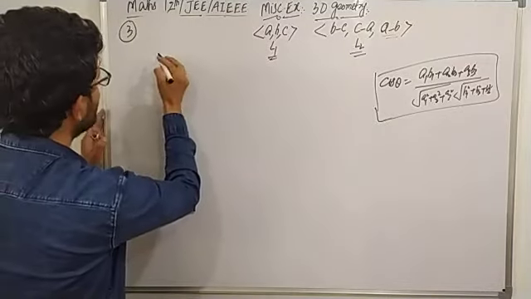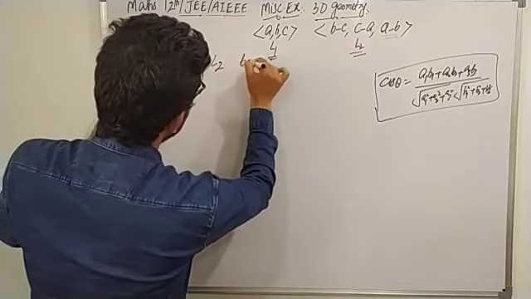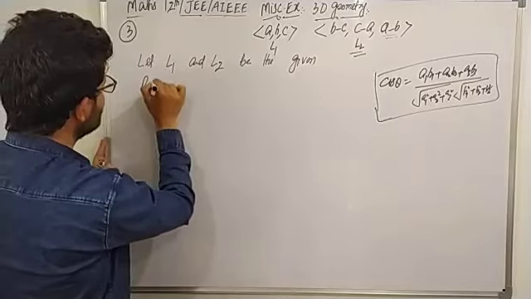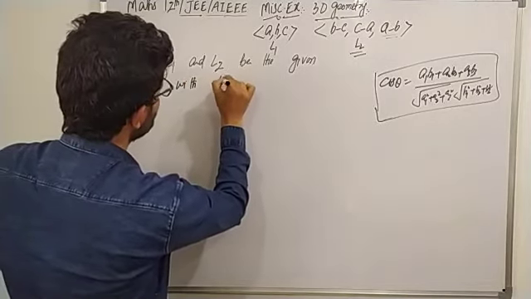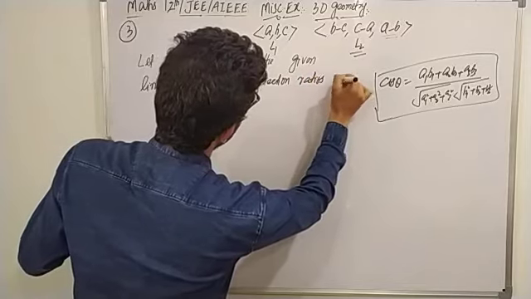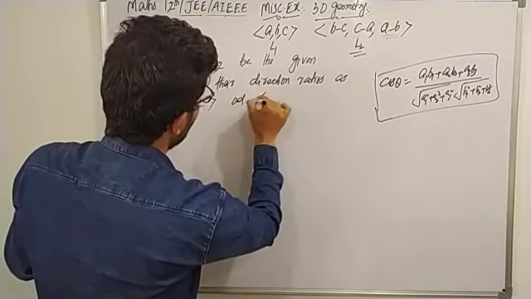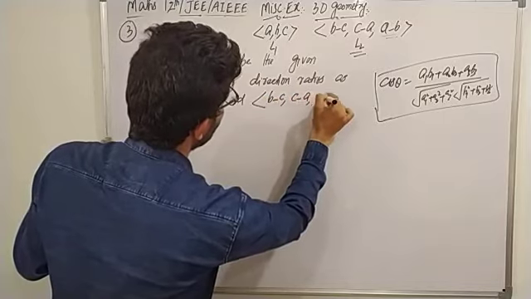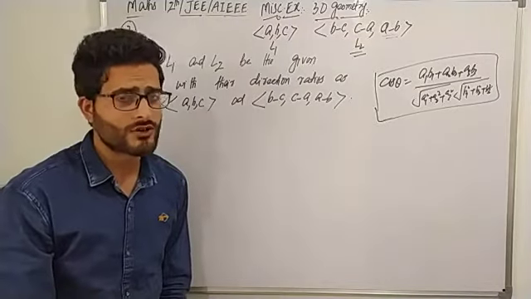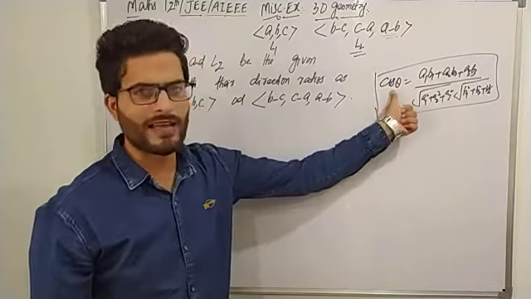So सबसे पहले यहां पे मेंशन कर देंगे let L1 and L2 be the given lines with their direction ratios as ordered three tuple of A, B, C and ordered three tuple of B minus C, C minus A, A minus B. तो ये हैं इन दो लाइन्स के गिवन डायरेक्शन रेशियोज और हमें इनके बीच में एंगल चाहिए. तो इनके बीच में जो एंगल होगा दैट इज गिवन बाय द एक्सप्रेशन.